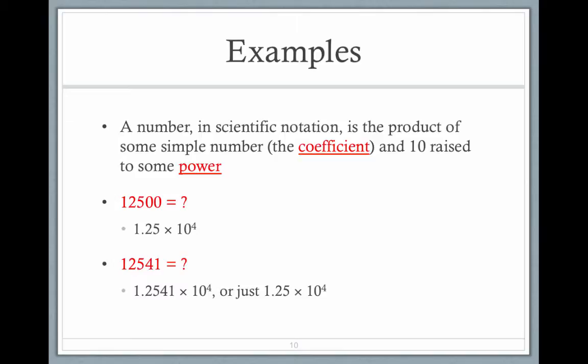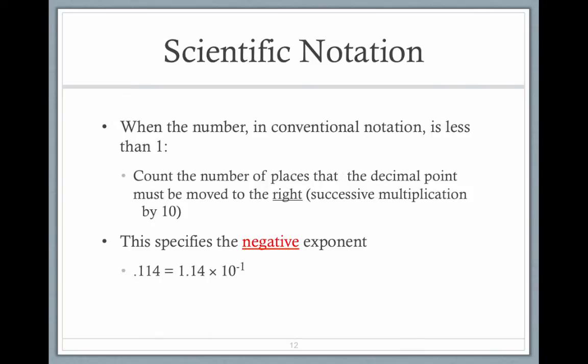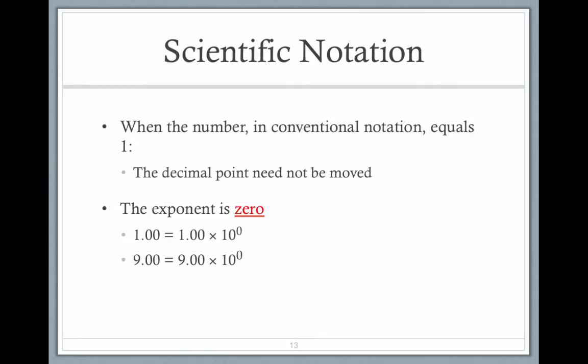12,500 is the same as saying 1 decimal point 25. We have 2 decimal spots times 10 to the 4. You'd simply move the decimal spot 4 places over to the right. In the example of 12,541, it's okay to just keep 2 decimal values, so you can drop the 41. Remember, positive exponents move to the right, negative exponents move to the left. When the exponent is 0, the value stays the same.